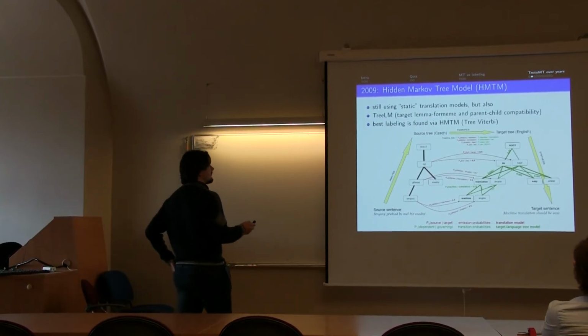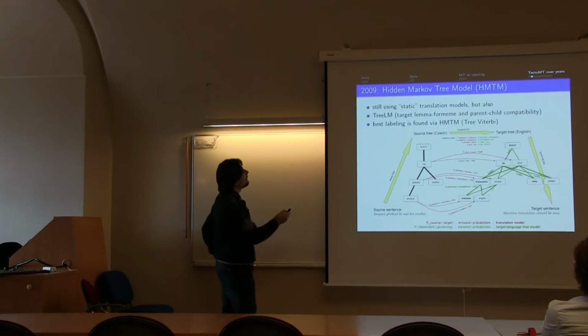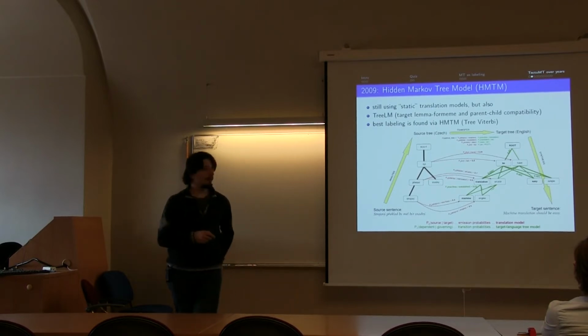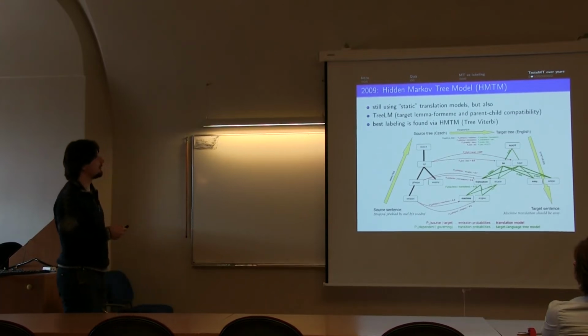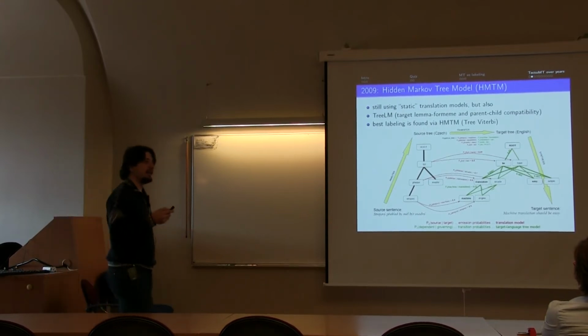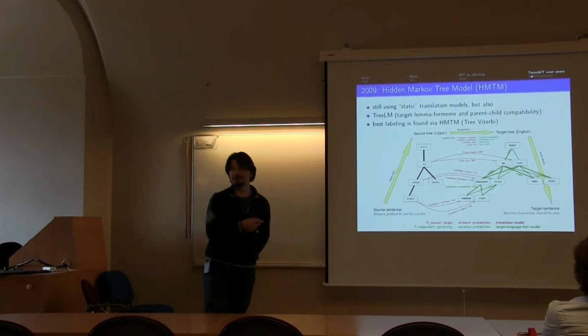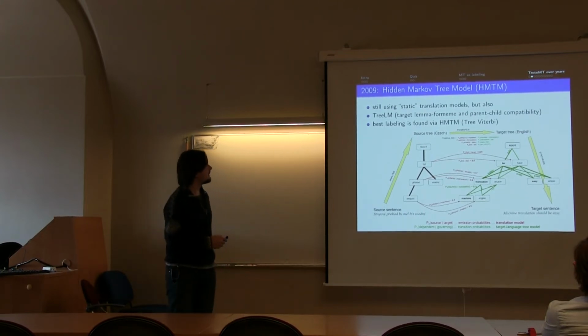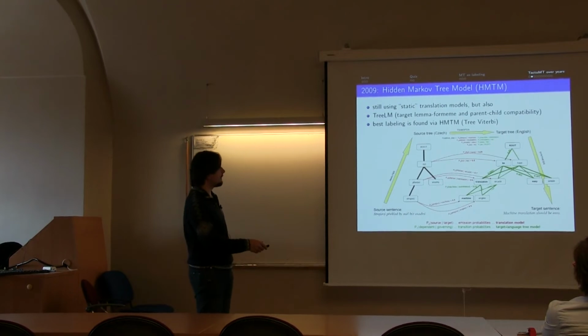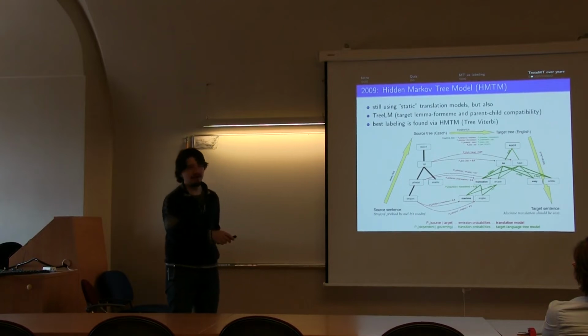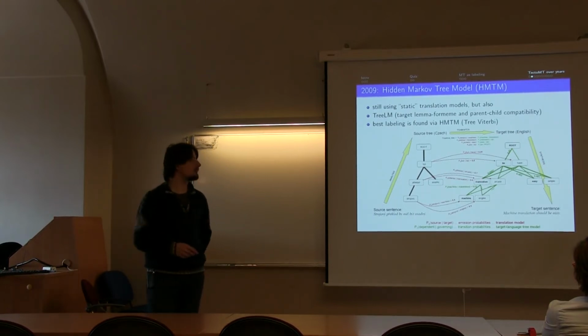I think the single biggest improvement was in 2009. We applied, with Zdeněk Žabokrtský, hidden Markov tree models, which is the tree equivalent of the hidden Markov models you are probably familiar with. And the advantage is that we could exploit a target language tree model, which models the probability of a node given its parent. So the probability of lemma and formeme given the parent lemma. Actually, we disregard the parent formeme, but it could be there.